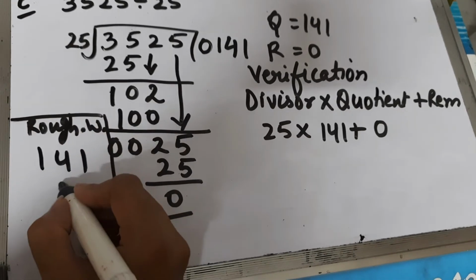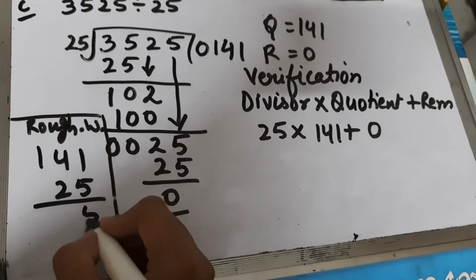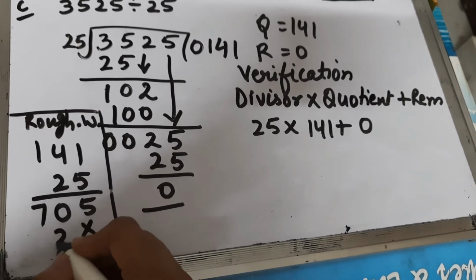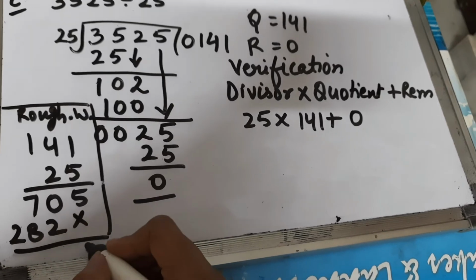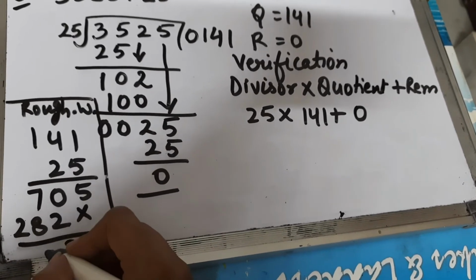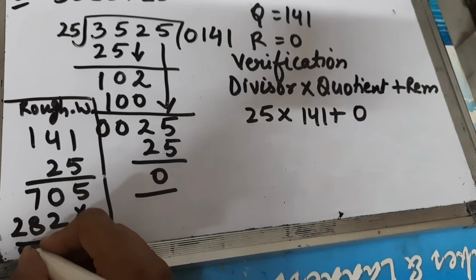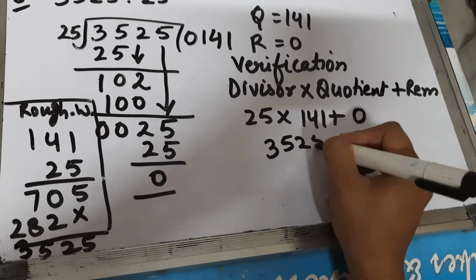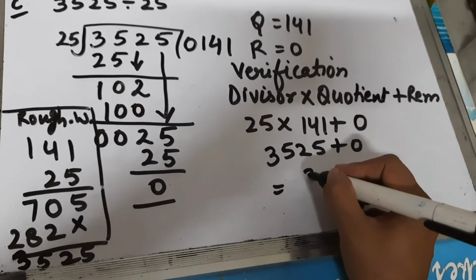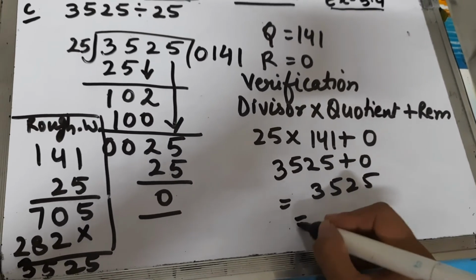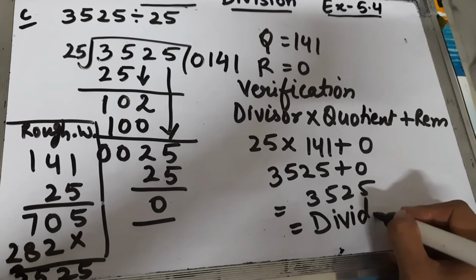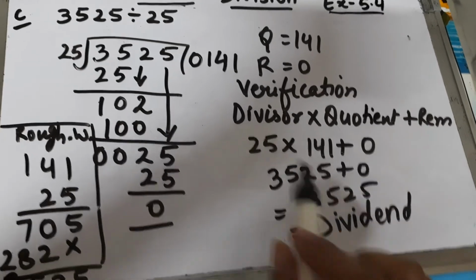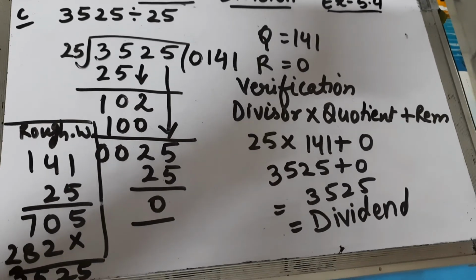141 multiply by 25. 5 ones are 5, 5 fours are 20, 5 ones are 5 plus 2 is 7, 2 ones are 2, 2 fours are 8, 2 ones are 2, so 5, 2, 7 plus 8 is 15 and 3. Fine, so this will be 3525 plus 0, which will be 3525, which is equal to our dividend. Okay, that means our division is totally correct, because after solving we get 3525, which is our dividend. Fine, so this is C part of question number 2.